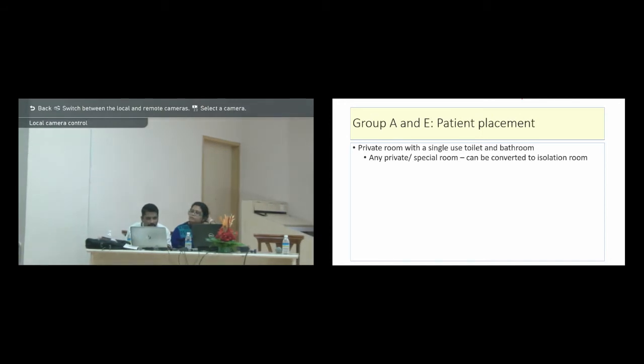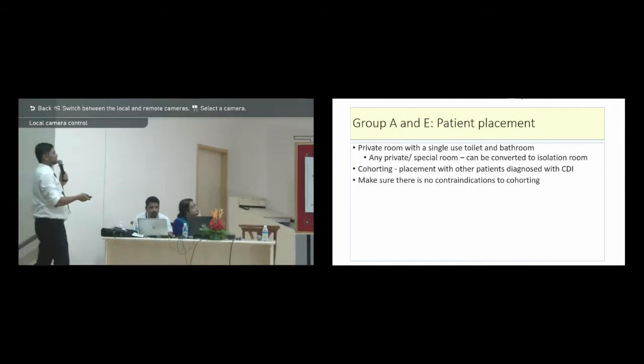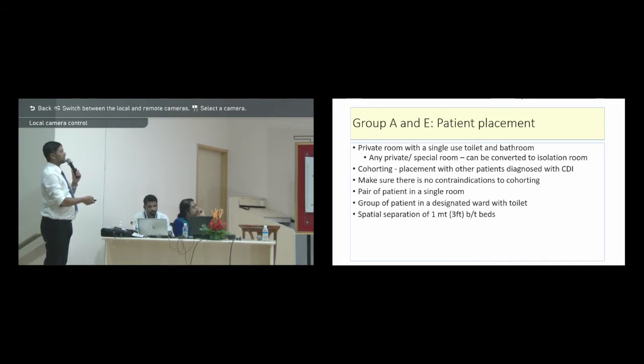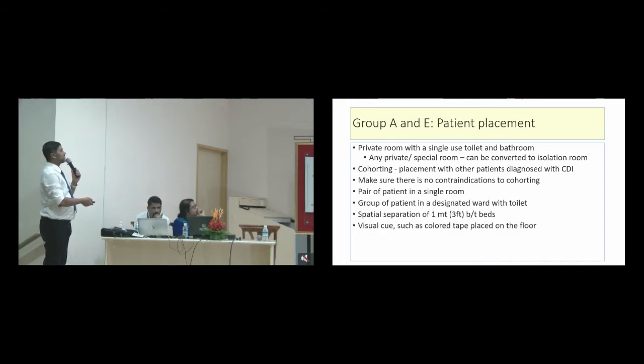Do you need a negative pressure room? No. Isolation room, or in the absence of an isolation room, as in the Indian situation where we don't have isolation rooms, then cohorting. Excellent. Make sure that there is no contraindication for cohorting. There are various types of cohorting, and please maintain 3 feet distance.